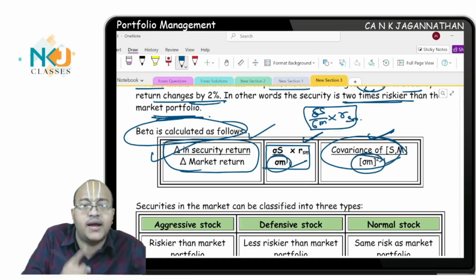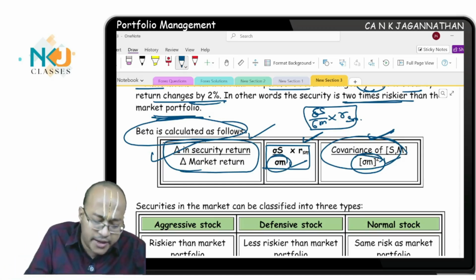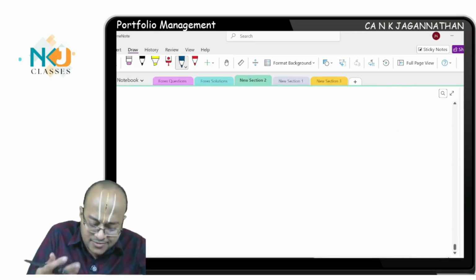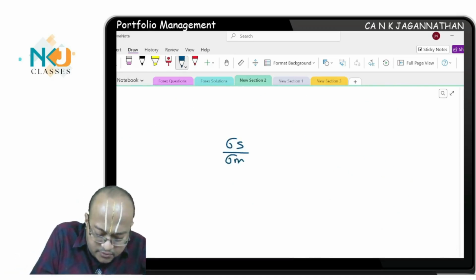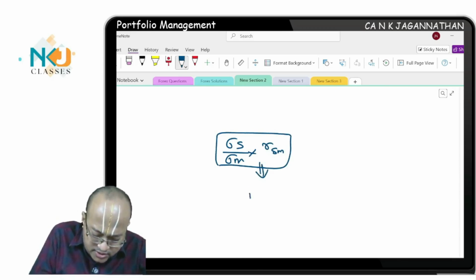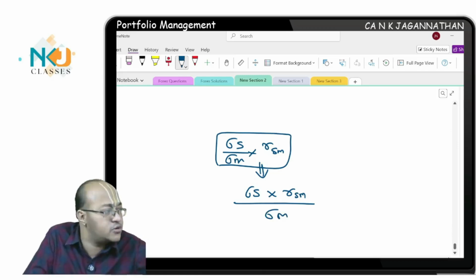Here in the denominator we only had sigma M, here there is sigma M square. Are you listening? I'll show you, very simple. See here what happens. The third formula is the same thing, only extra. Sigma S by sigma M into correlation of S and M, this is the second formula for beta. So I can also rewrite this as sigma S into correlation of S and M, the whole divided by sigma M. The multiplication will be in the numerator.